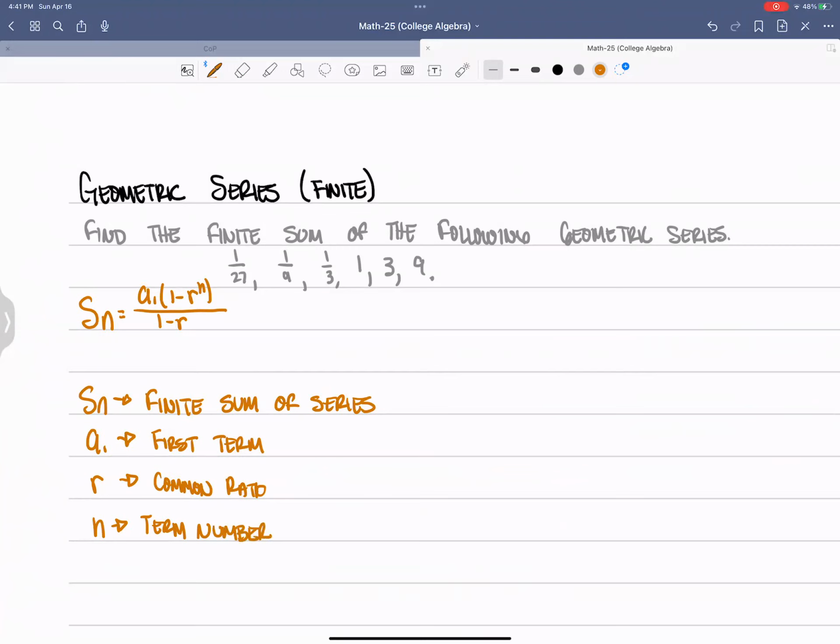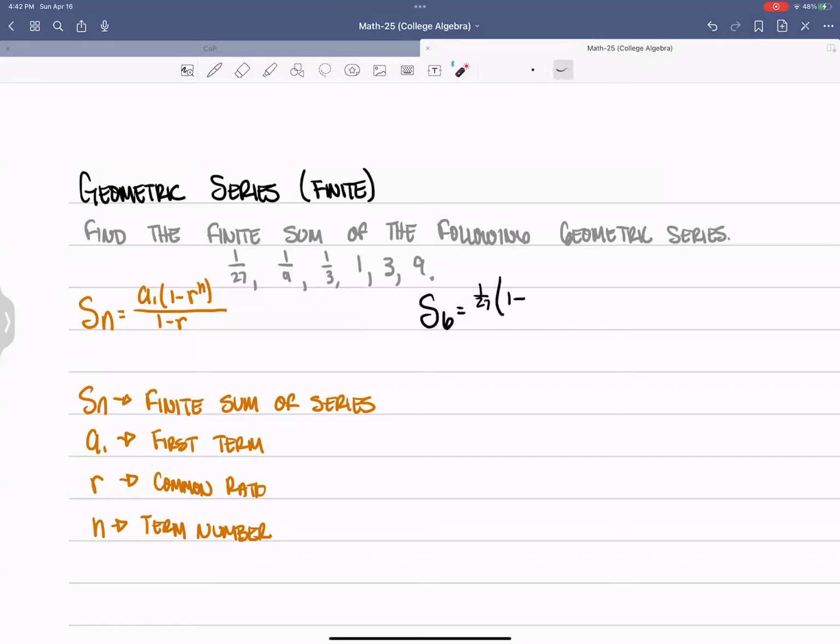Let's see if we have everything that we need so far. For the finite sum S sub n, do we know what n is? Technically, we could find that out fairly easily. We have 1, 2, 3, 4, 5, 6 values, so n is equal to 6. Now everywhere we see an n, we're plugging in 6. a1 is our first term, so we have that 1/27. For 1 minus r, we need our common ratio.